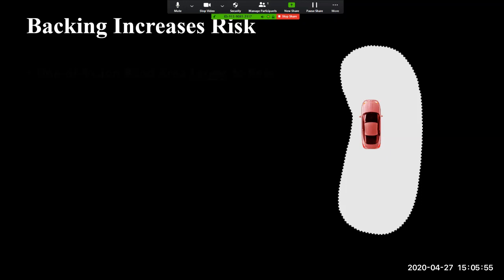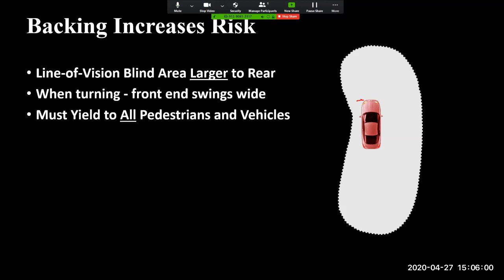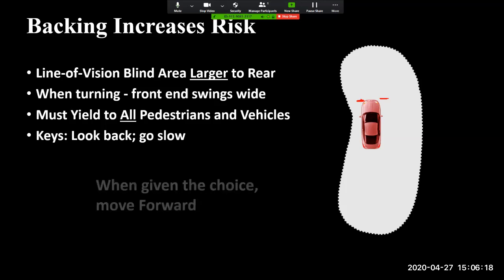Okay, so increased risk, larger blind area when turning your front end swings. Okay, which is a little bit unique. We will always look out the back when we back. If you look forward when you drive forward, it'll only make sense to look back as you go back. When you're looking back, you're also going to go slow, because if you're going quick, you're going to be a little bit harder to control. And then if given the choice, move forward, it's always going to be easier to drive forward, but sometimes we have to back. Okay.